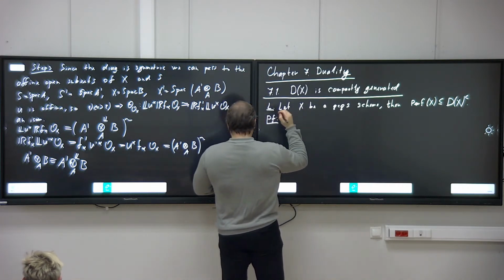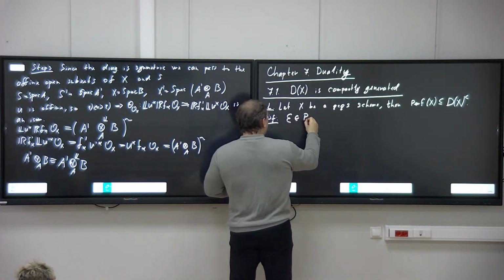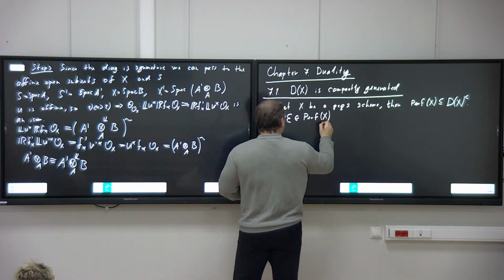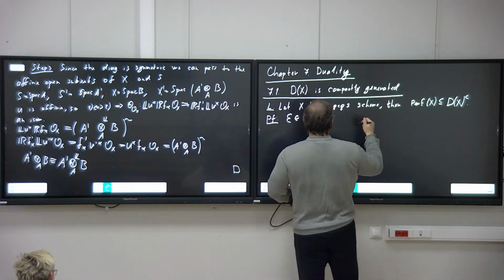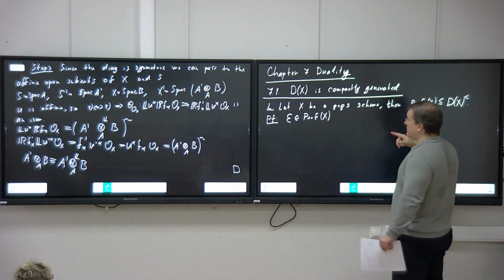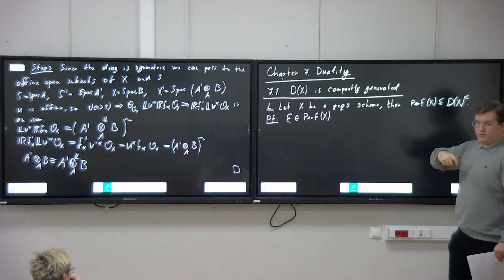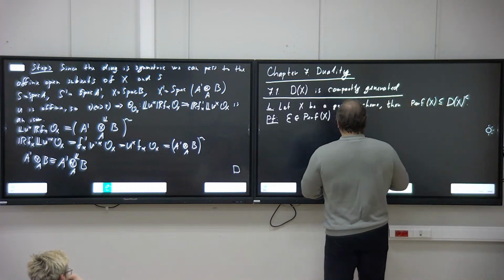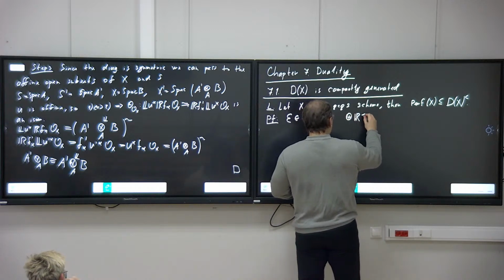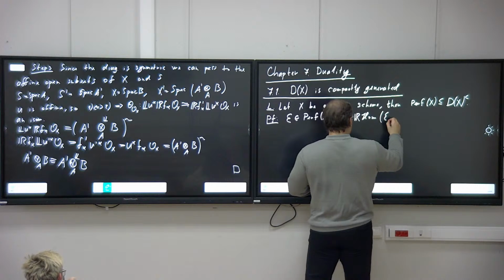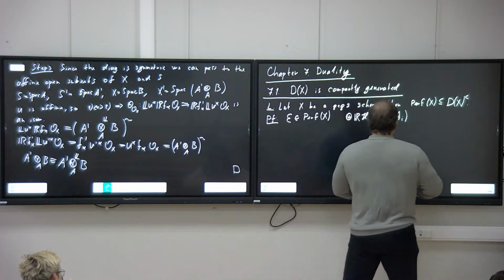The proof of the lemma is also not very hard. If you take a perfect object on X, let's call this E, what I need to show is that it is compact. So I need to check that if I apply Hom from E to the coproduct, I can pull out this coproduct. Clearly I can do this if I work with the local Homs. Let's call the objects in the coproduct A_i.